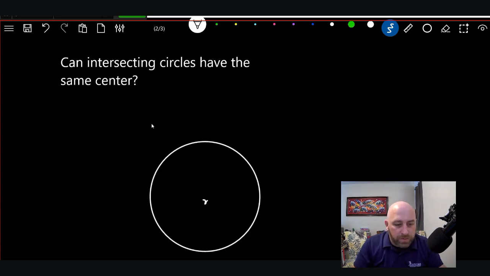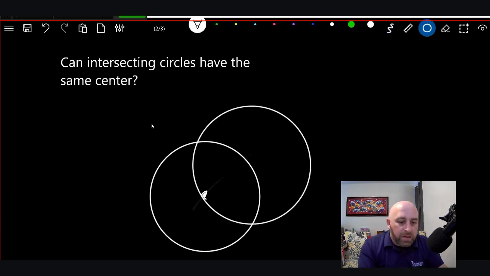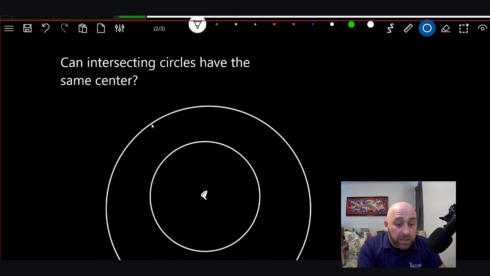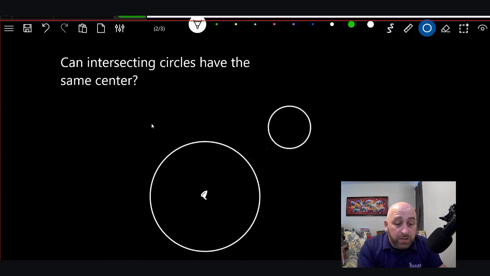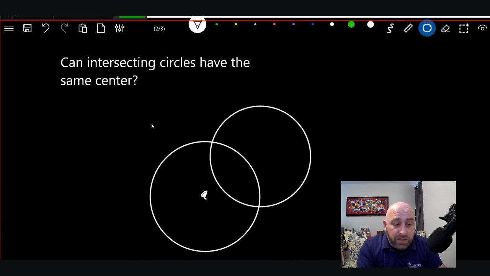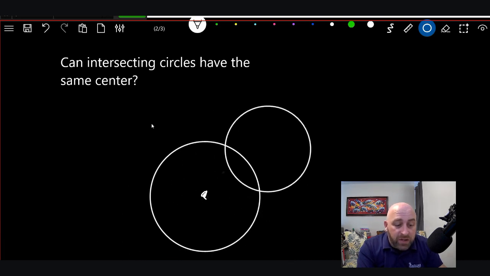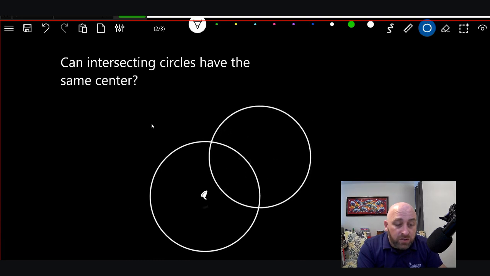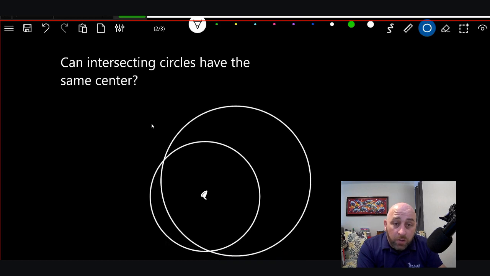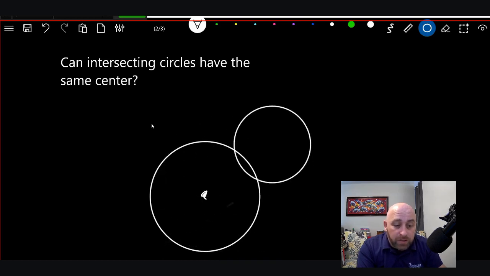All right, that's not perfect center. Let me do a little better than that. All right, that looks a little bit better. Now, anywhere I go, unless I make it concentric, and concentrics are not intersecting. So if I make it intersecting, anywhere I go, this circle is going to have a different center point. It can get close, but you're never going to have a center point the same.